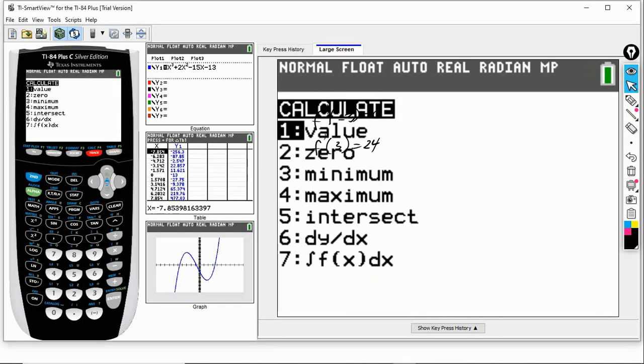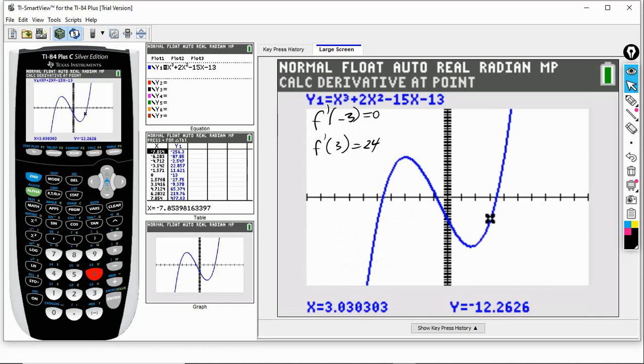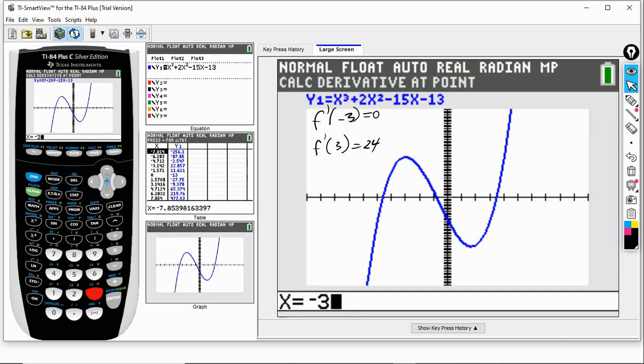And there on the list, number 6 says dy over dx. That means derivative. So click on number 6, and you get a cursor, like a butterfly. But we're not going to move the cursor. All we're going to do is type in negative 3. So if you just type negative 3, it's going to find the derivative at the point where x equals negative 3. So let's hit enter.